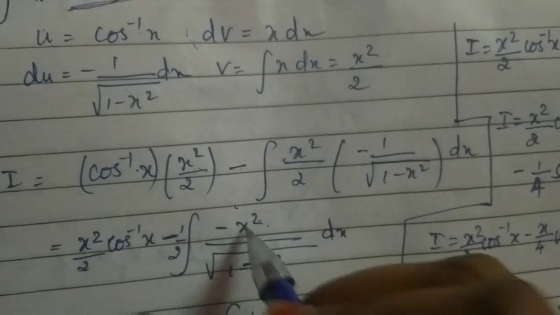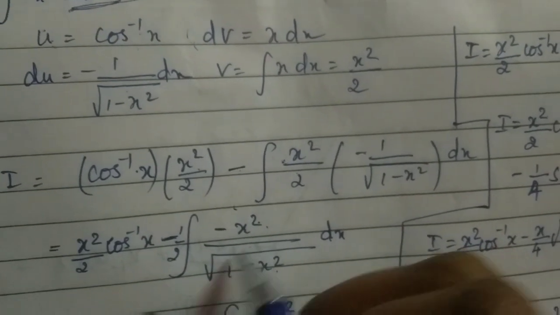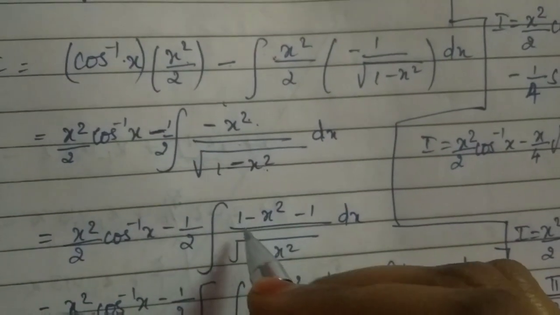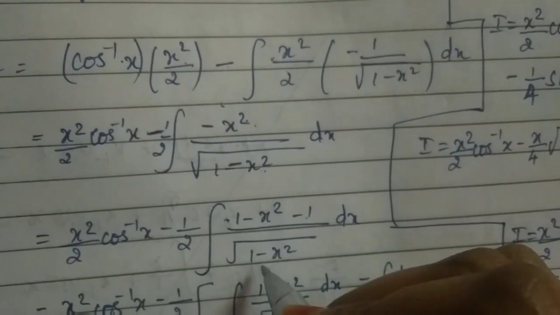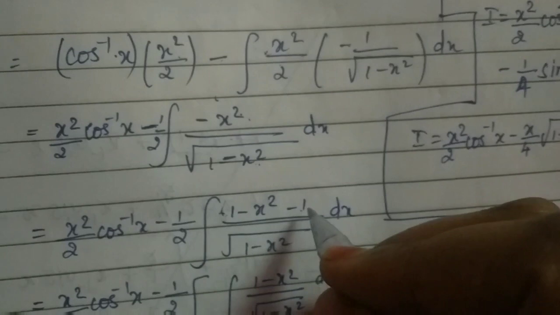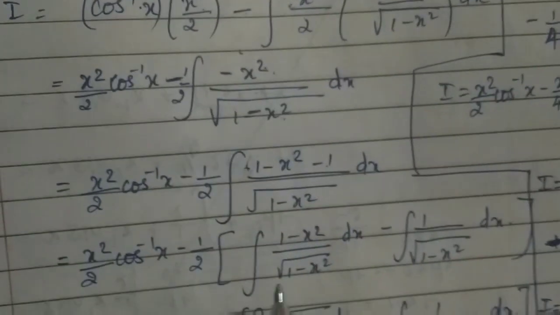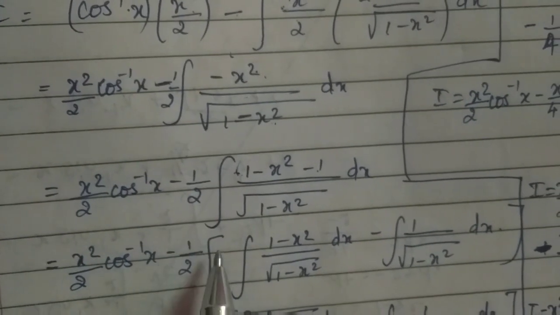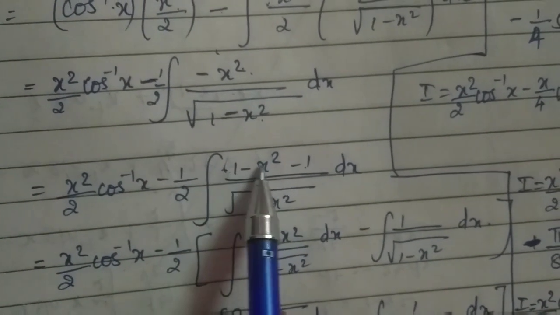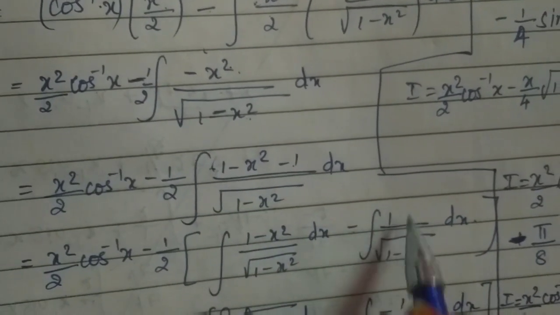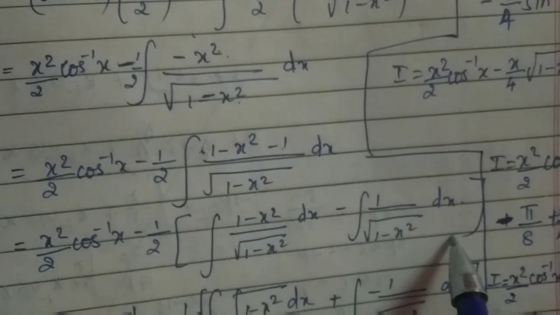If you have x and 1 minus x squared, you need to take this as t. This also I told in one of the sums. So you are going to add and subtract 1. This is 1 plus 1 and this is minus 1. After the next step, what we are going to do? We are considering this is one term and this is one term, and we are going to separate the integral. So x squared by 2 into cos inverse of x minus 1 by 2 is common for both. Integral of 1 minus x squared by root of 1 minus x squared dx minus integral of 1 by root of 1 minus x squared dx.